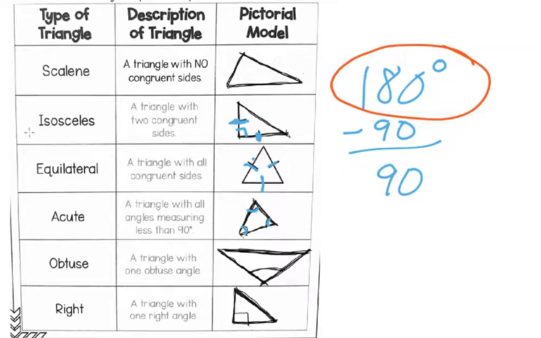And then we have what's called a right triangle, and that is a triangle that has one right angle. So there's a description of the different kinds of triangles for you.